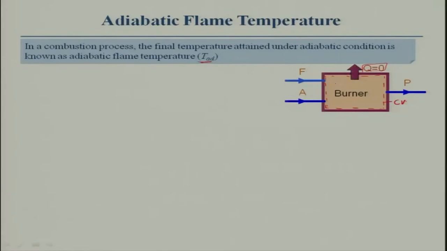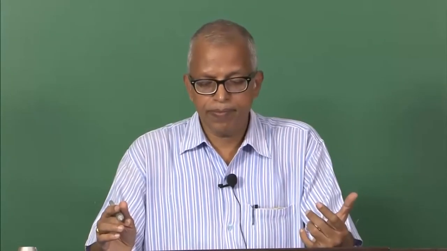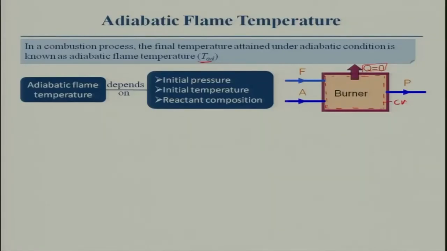Under these conditions, you can invoke the first law of thermodynamics, and then you will get that. Now, if you look at this adiabatic temperature, what will it depend on? Suppose you get some temperature, we will do that a little later, but it will depend on the composition of the fuel and air, or fuel and oxidizer, and it will depend on the initial temperature and the initial pressure. In this case, suppose it is 1 atmospheric pressure, and the reaction is taking place in this burner. What will happen to the pressure? Will it increase? Certainly not, because it is a flow process, so it will not increase.